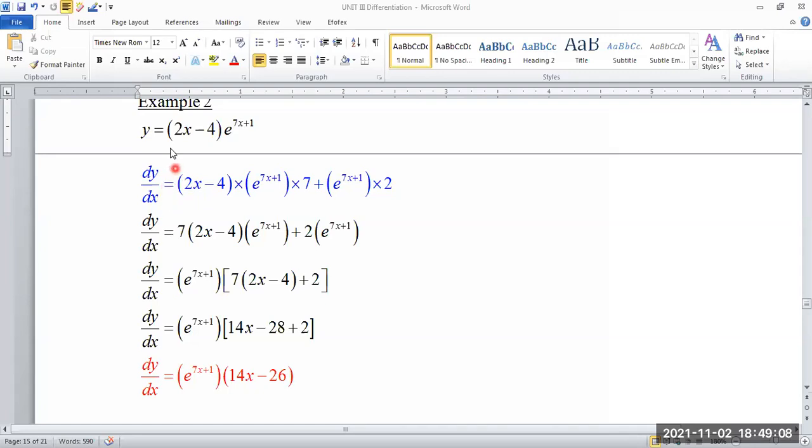Please, let's go. So we're using the product rule. How do you know it's a product rule? Because there's something here that is multiplied by something there. What do I mean by that something and that something? I have two terms. My first term is 2x minus 4, and my second term is 7x e to the 7x plus 1. So I have two terms, one being multiplied by the other.